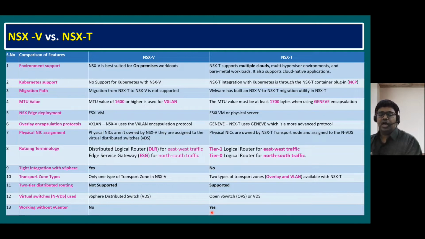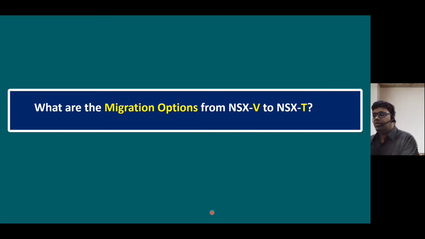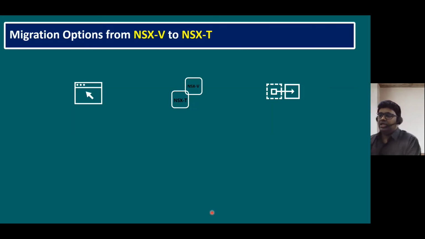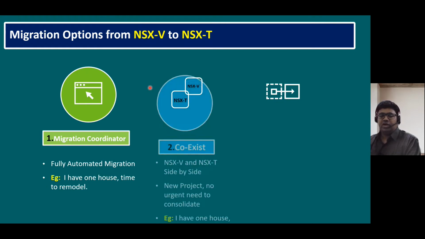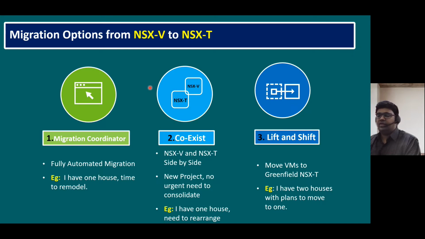Okay, this is the high-level overview of the main differences between NSX-V and NSX-T. Okay, now let's talk about the migration options from NSX-V to NSX-T. See, we have three migration options from NSX-V to T. The first one is migration coordinator, the second one is coexist, and the third one is lift and shift.